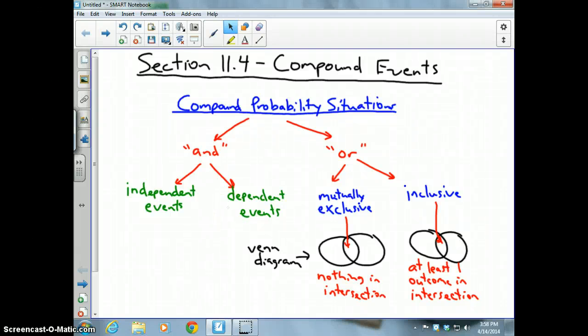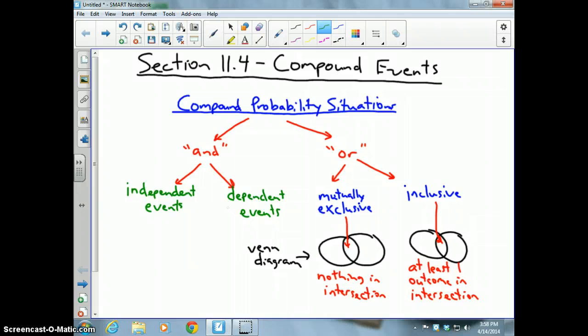All right, section 11.4 continues on with compound events. Now, we just got done looking at a couple of compound events that were called independent and dependent events. And what I put together for you here is a chart of all the compound probability situations that you may encounter. So you may want to pause the video and copy down this handy flow chart.